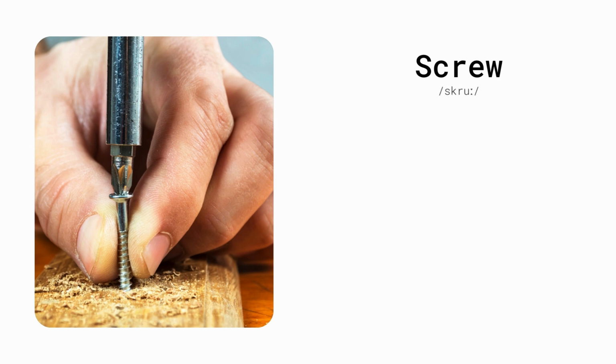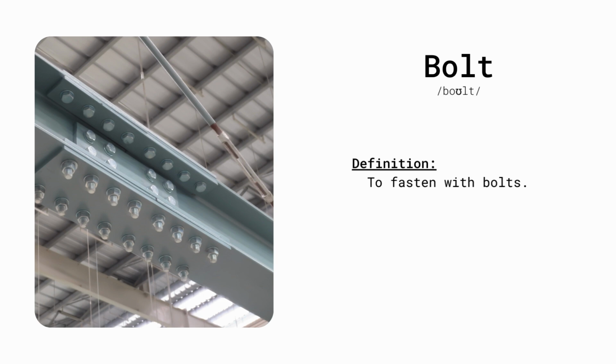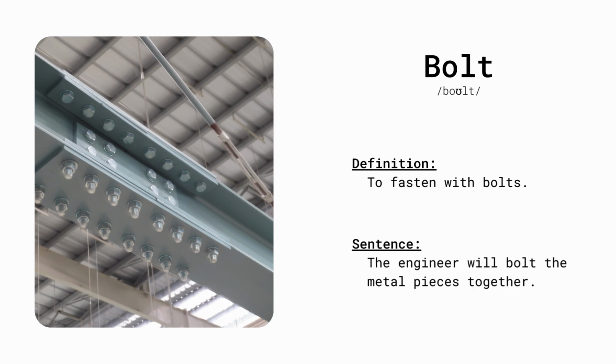Screw. To fasten with screws. The worker will screw the shelves to the wall. Bolt. To fasten with bolts. The engineer will bolt the metal pieces together.